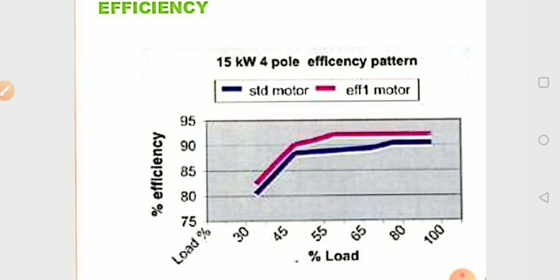Here the horizontal axis represents load and the vertical axis represents efficiency, and we use both motors with the same load. By this we can observe that the efficiency of the efficient motor is higher than the standard motor.